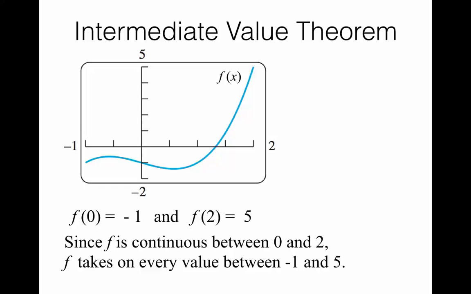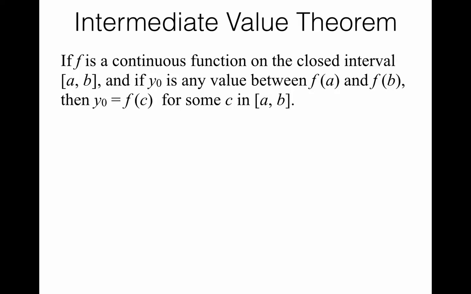So now let's be more formal with the statement of the intermediate value theorem. If f is a continuous function on the closed interval from a to b, and y0 is a value that's between f of a and f of b. Okay, so let's think about this statement first. You have a closed interval from a to b. The function is continuous. That means you start the graph at a and you can stop at b without picking up your pencil.